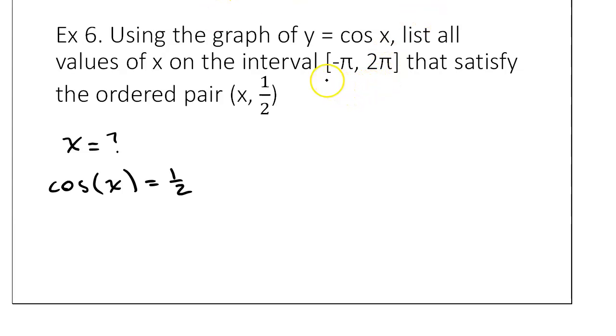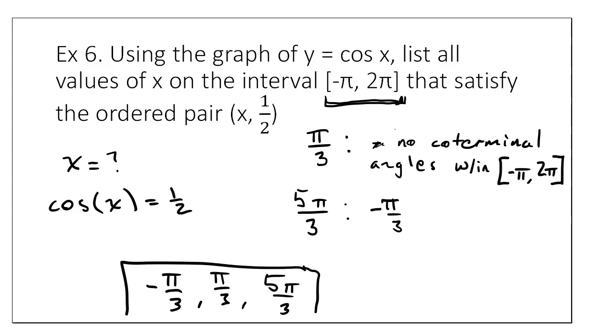So what you want to do is find all the coterminal angles in this range to those angles you wrote down and list them. And that list of angles will be your solution. So go ahead, pause the video, try to figure that out, and then I'll talk about the solution in a second. Okay, so our solutions are negative pi over 3, pi over 3, and 5 pi over 3.